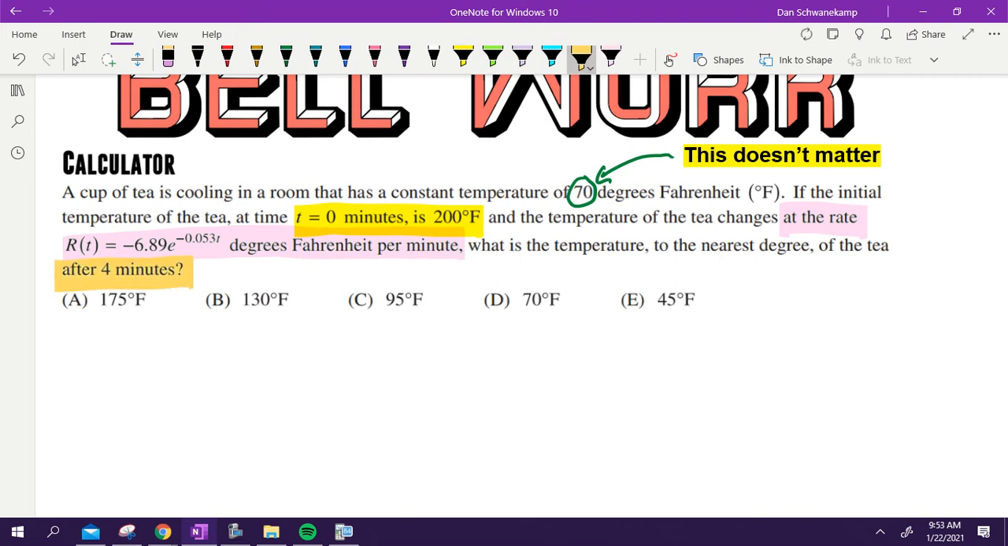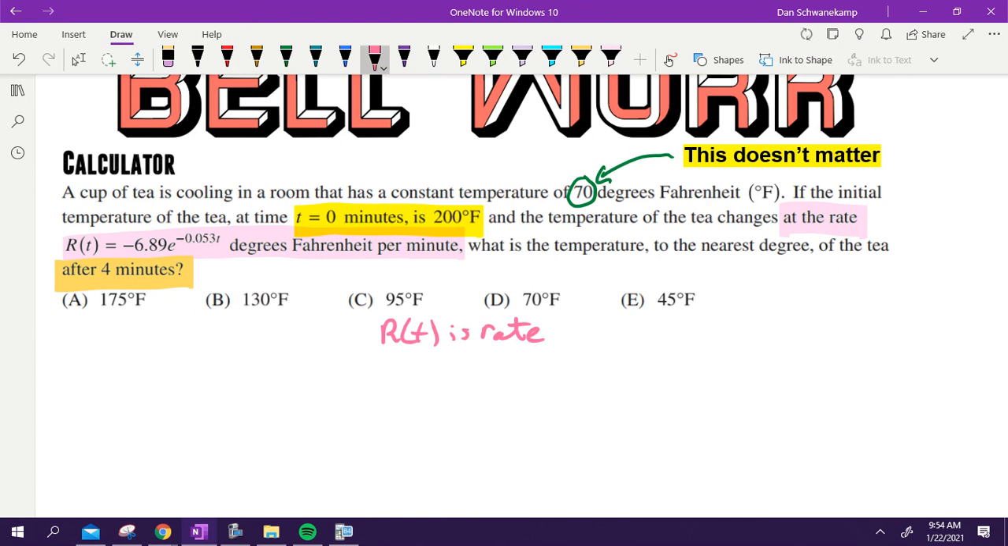So the first thing I would always suggest you do is look at what they told you and figure out what it is. So in this case, it's R of t. What is R of t? It is a rate. R of t is a rate. That's an important thing to understand. They gave me a rate.